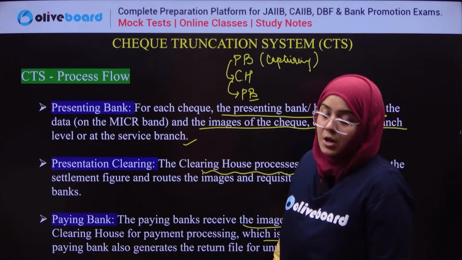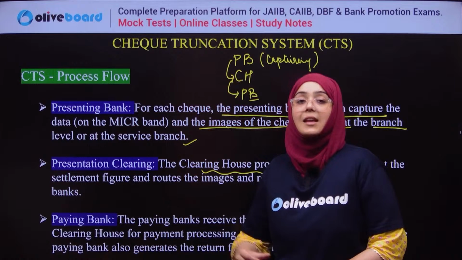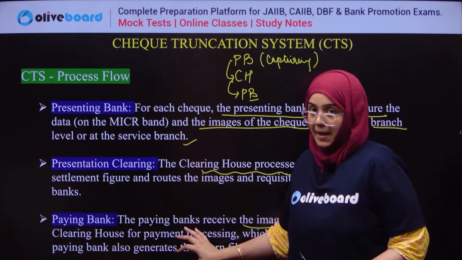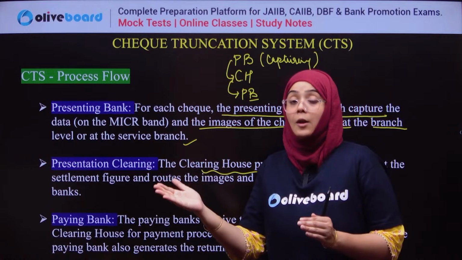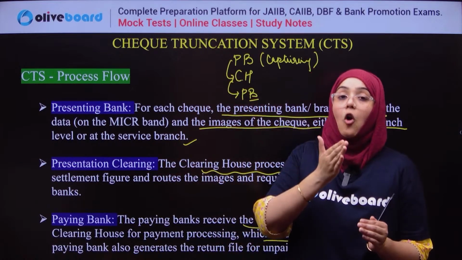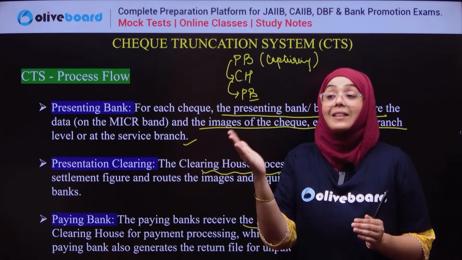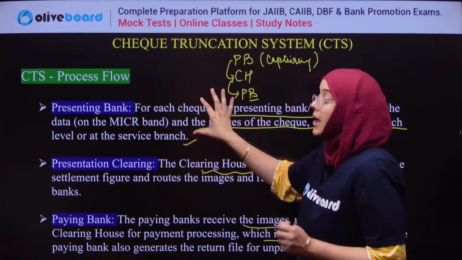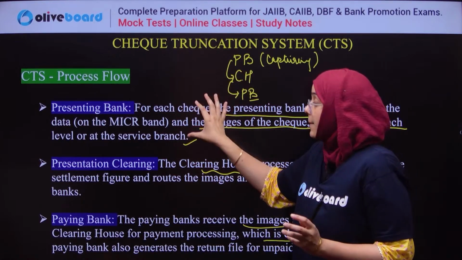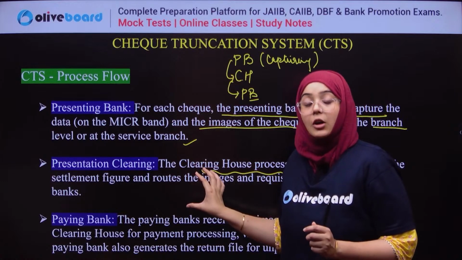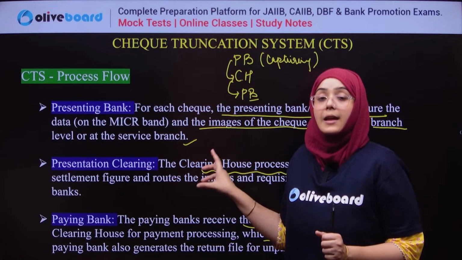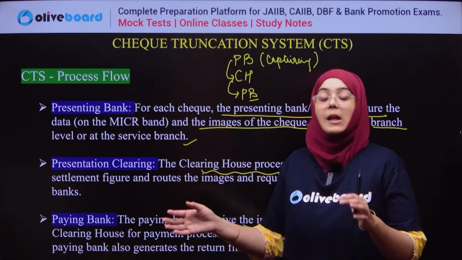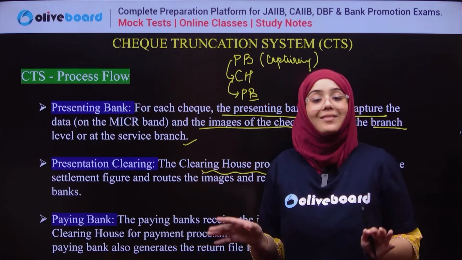Again, I'm explaining, so please listen carefully. First, there is a presenting bank. Then there is a presentation, clearing and paying bank. There is only one cycle of presenting the check, the clearing cycle. In the clearing cycle, the presenting bank captures the image. The image is transferred to the clearing house. The clearing house settles a figure, and that is transferred to the paying bank, and the paying bank is responsible for the payment or the settlement.